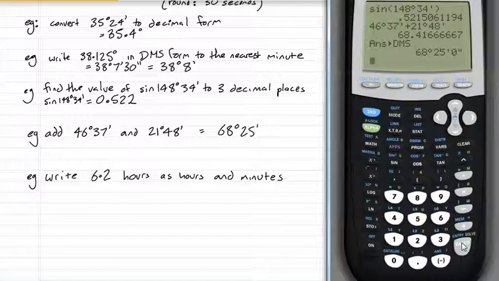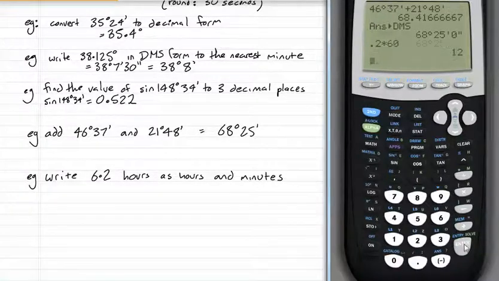So our last question is a little bit out of left field. You don't need to do this. The DMS button works quite nicely for time as well. So if I have to write 6.2 hours as hours and minutes, okay, we could say 6 hours and 0.2 times 60. Let's work it out that way. 0.2 times 60. That will be 12 minutes.